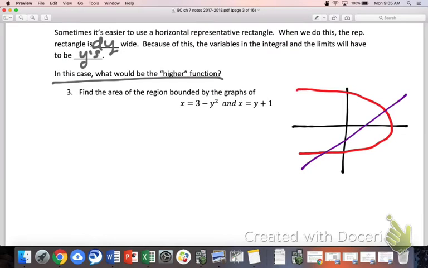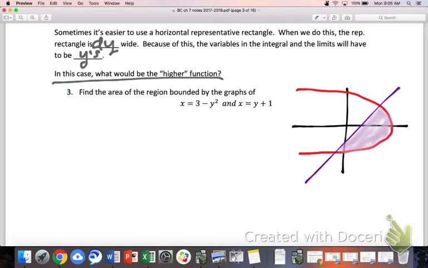Okay, so let's talk a little bit about the strategy that we will take and why we're going to do this. So can you see the region, by the way? I'll try to highlight it a little bit here. That make sense? That region right there? Okay, so can I convince you of why we're going to use y instead of x?